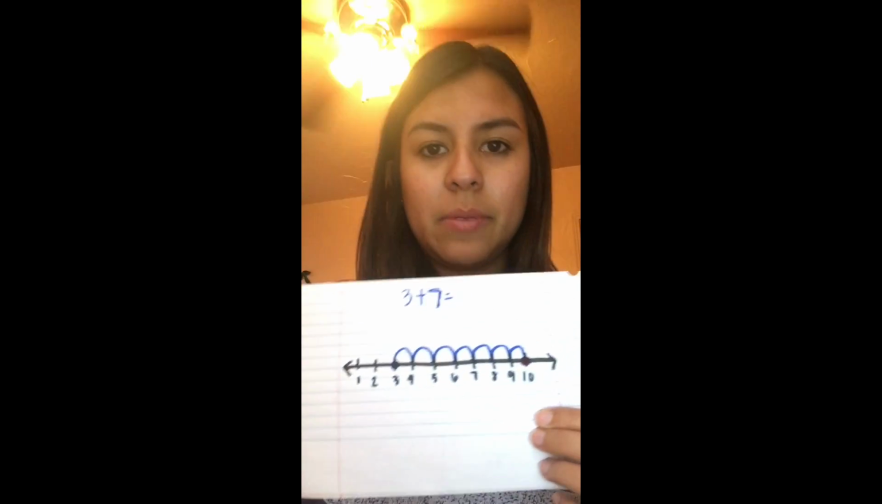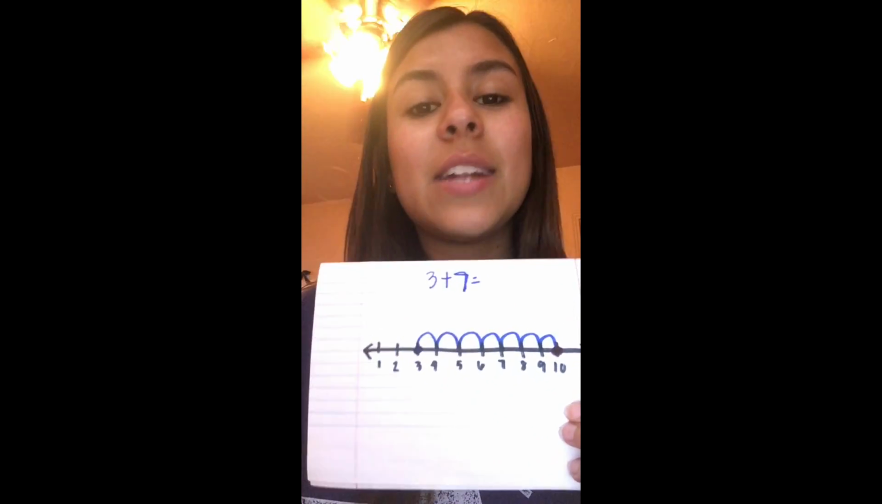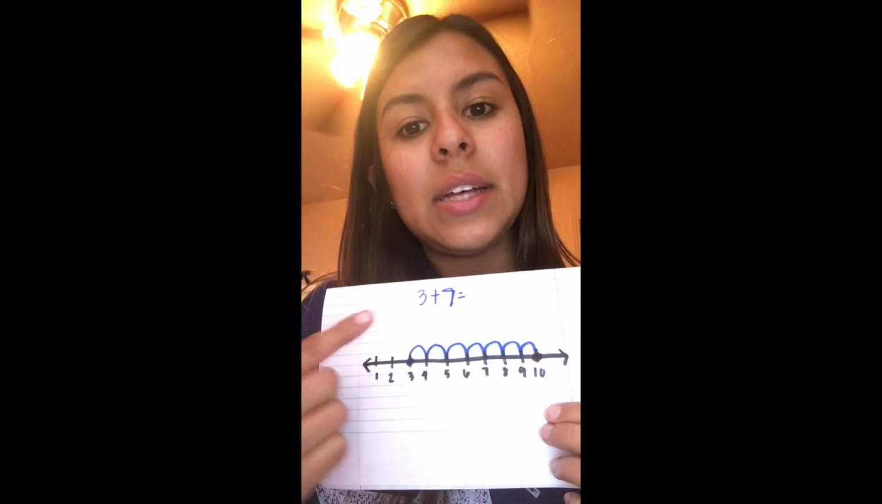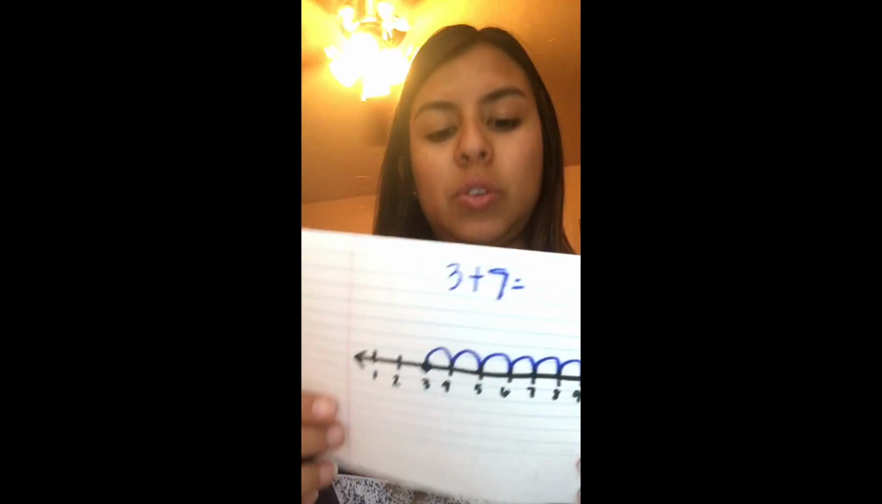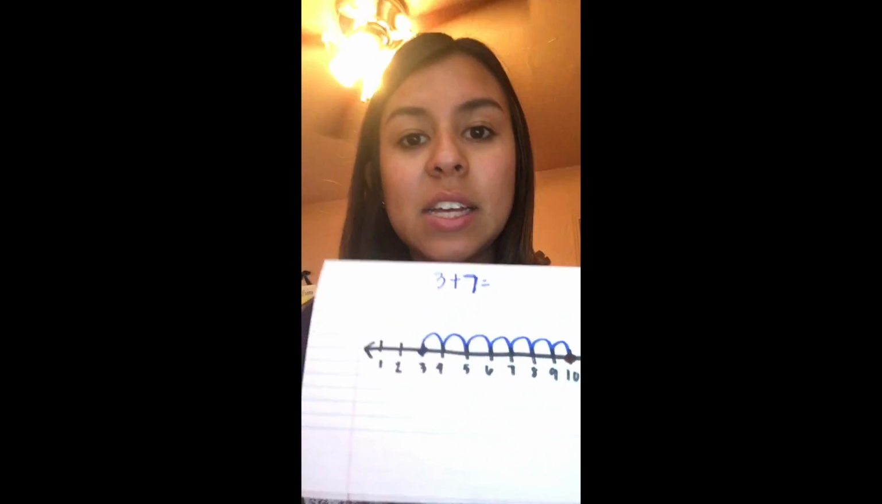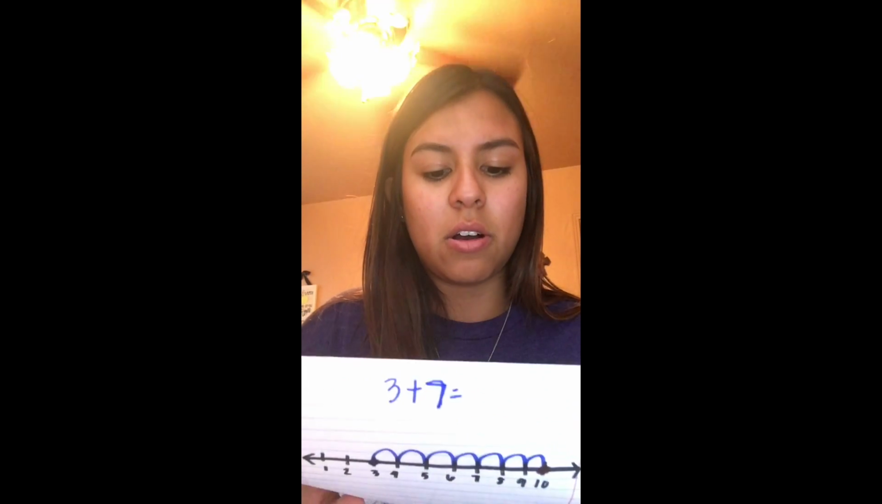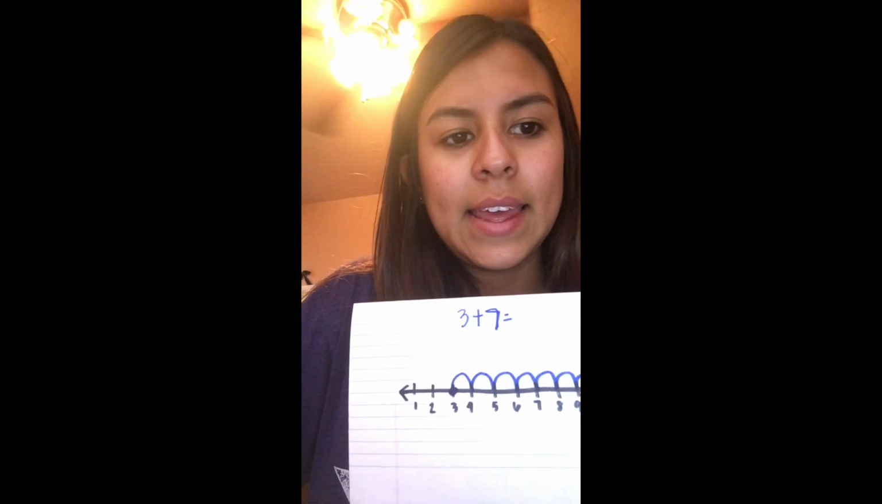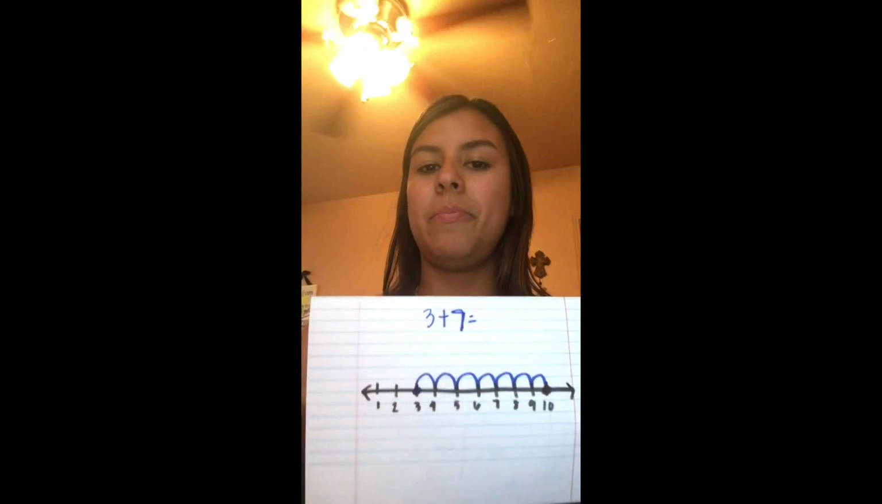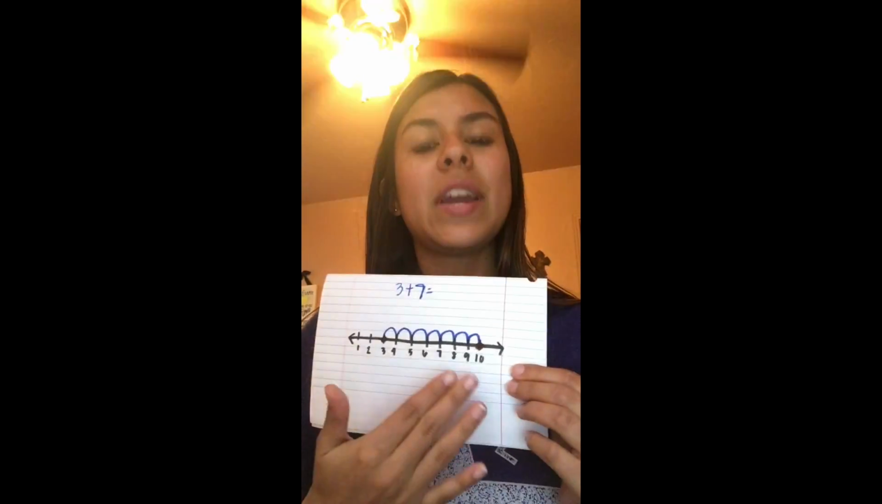So that would mean that what? That is right. That would mean that 3 plus 7 equals 10. That is correct. So now, just like the last problem, we are going to put these in our place value, so our answer would be 10.